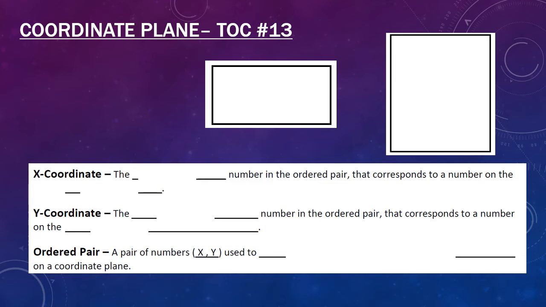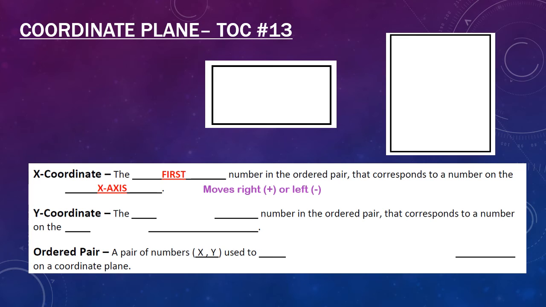So the x-coordinate is the number of steps that you're taking either left or right. It's the first number in the set of numbers that they give you, and that number corresponds to the x-axis. And that means that you're merely moving right or left.